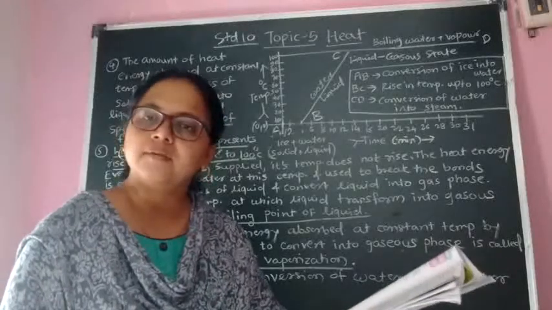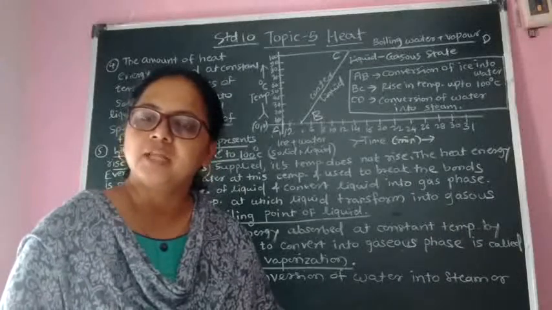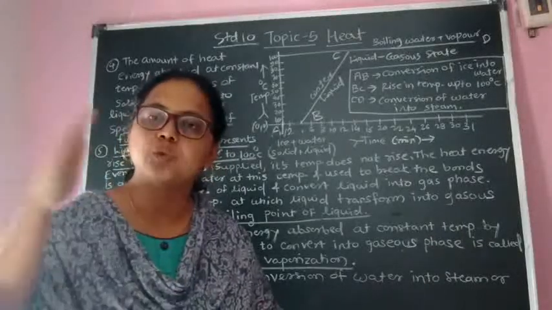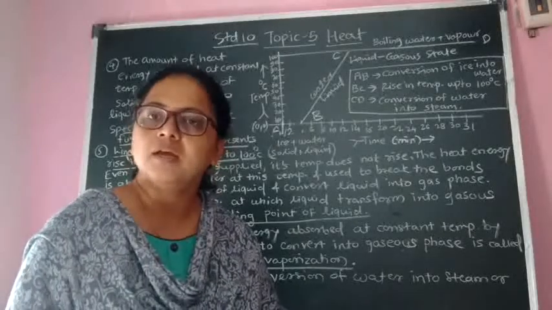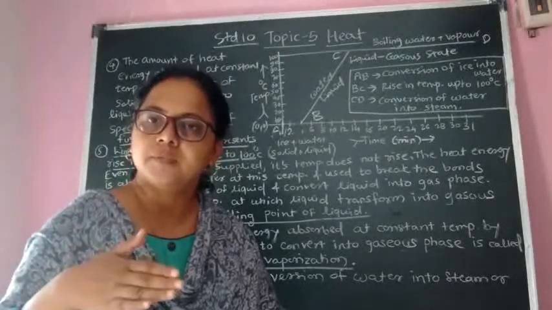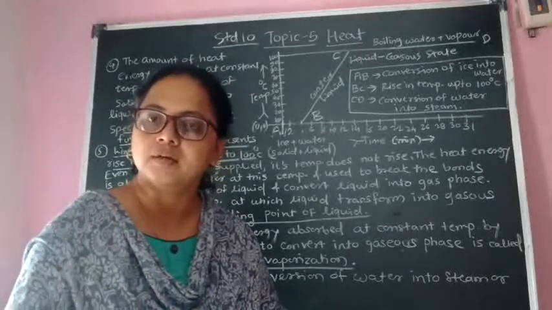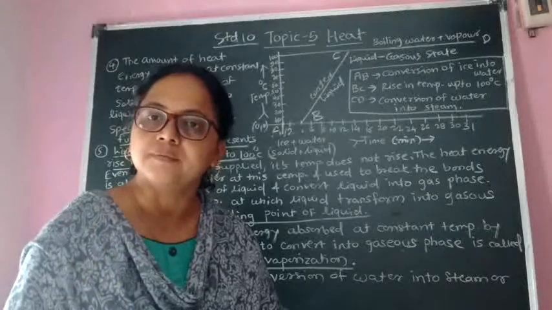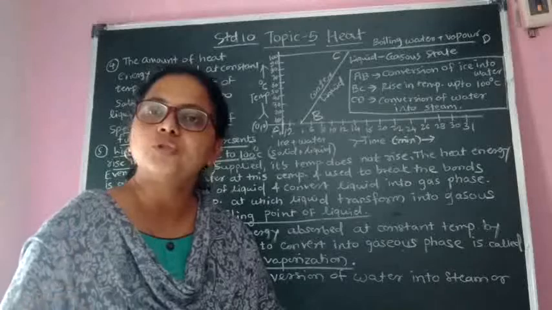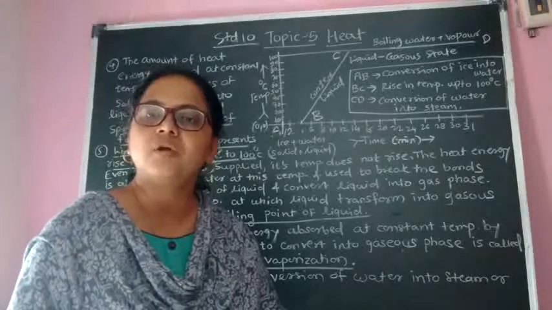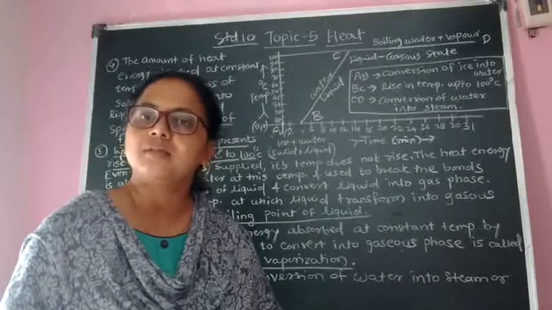Now question number 2: where does the latent heat go during this transformation? That is, during the reverse transformation from gas to liquid and liquid to solid, what will happen in case of heat? In this reverse transformation, the latent heat goes to the surroundings. That is, latent heat is released, and this heat goes to the surroundings. So this is the answer to these 2 questions. You have to write this question and answer in your notebook.